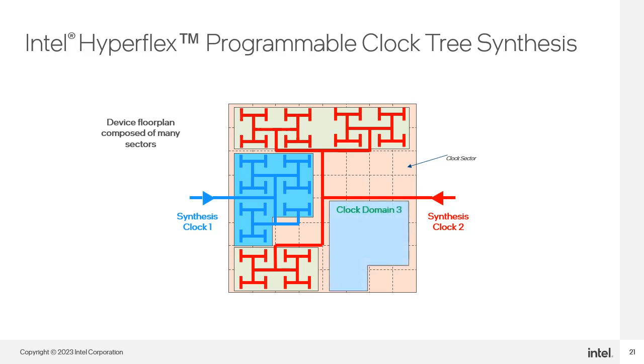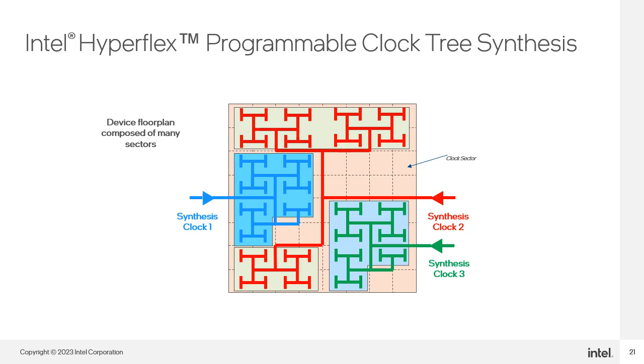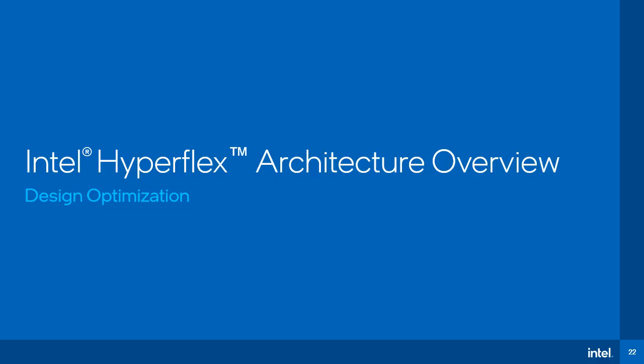And finally, for the last logic cloud, instead of using an entire quadrant clock as before, the clock tree is synthesized to a region even smaller than a quadrant. In all cases, the unused parts of the clock tree are limited. Now that I've covered all of the architectural information, I will talk about how you can target a device with the Hyperflex architecture with your design flow.